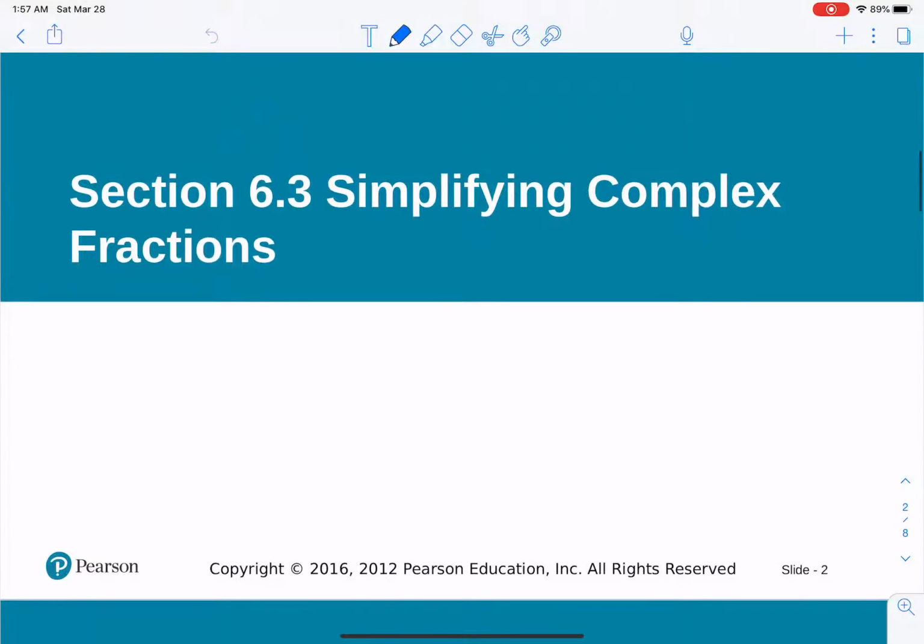So complex fractions are those which have a fraction over a fraction. For instance, I'll start with numbers here. Let's say we have 1 over 3 minus 1 over 2, and 1 over 4 plus 1 over 2. So we have two fractions in the numerator, two fractions in the denominator, and the entire thing is a fraction. So we tackle this one step at a time.